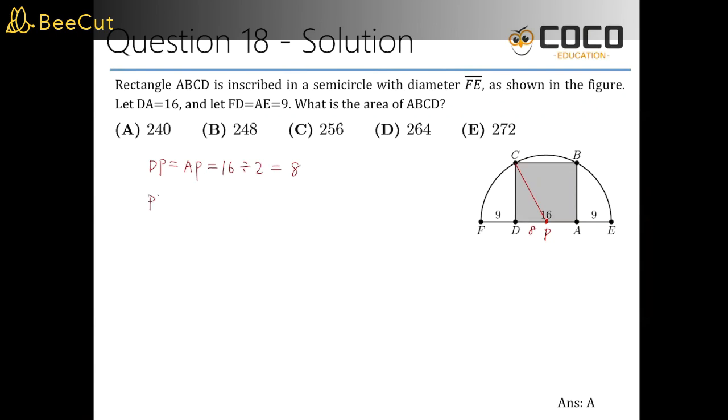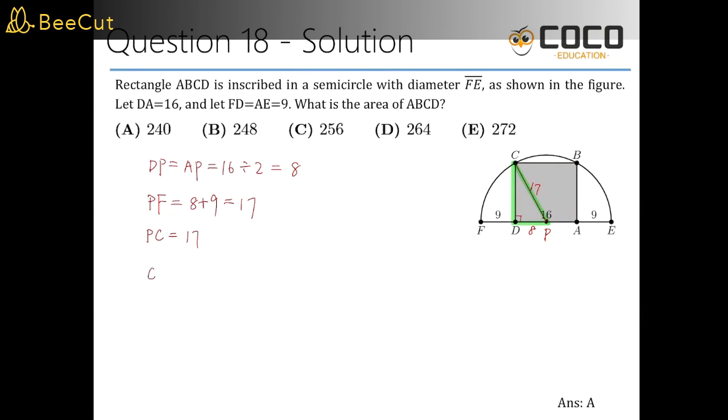Then we know that PF is the radius, so 8 plus 9, 17. PC is also the radius, so PC is 17. So now we focus on the triangle DPC. This is a right angle triangle.